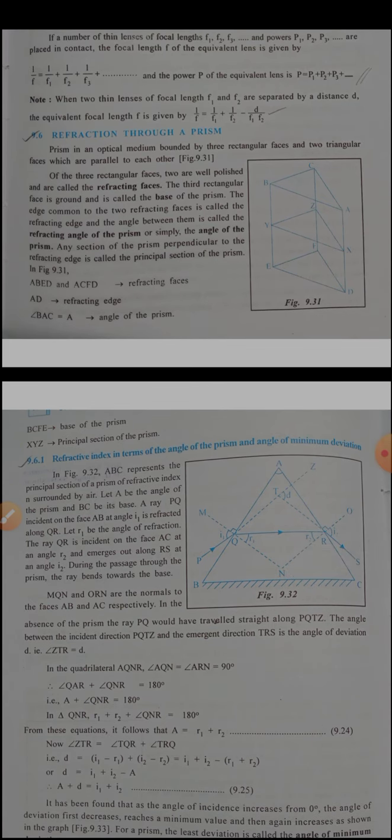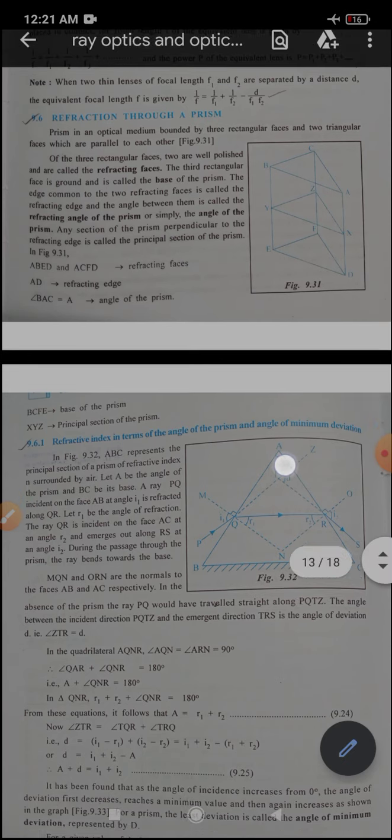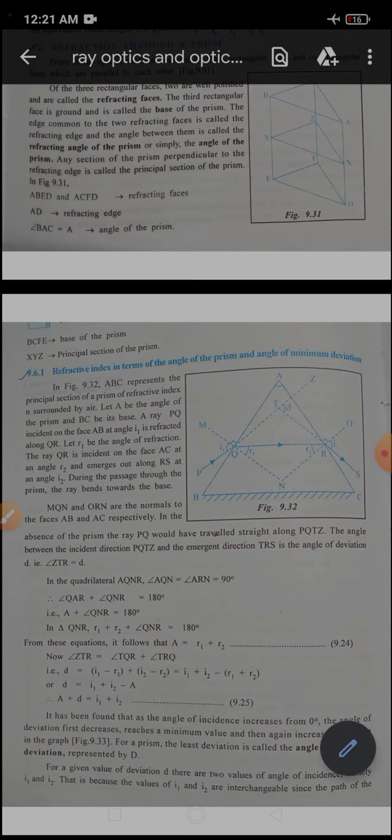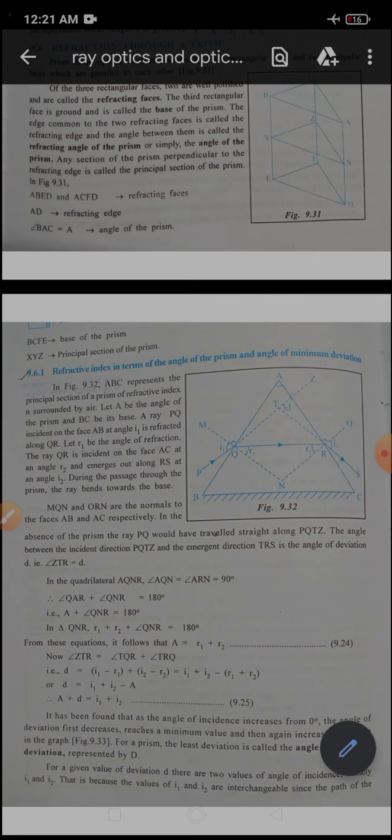See here, ABED and ACFD are the refracting faces in this figure. AD is the refracting edge, and the angle BAC is the angle of the prism, and BCFE is the base of the prism, and XYZ is the principal section of the prism.